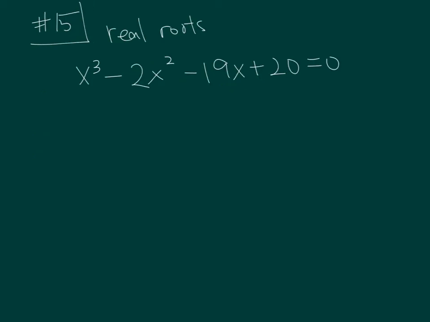Done. Question 15 says find the real roots. So we're going to start off like we did with the last one and find some factors that might go into this. Looking at the 20, we have to decide on plus or minus 1, plus or minus 2, plus or minus 4, plus or minus 5, plus or minus 20. So anything that goes into 20. I'm going to do that now.